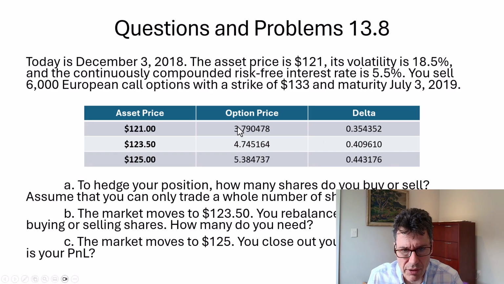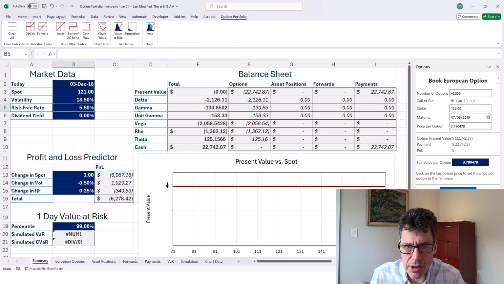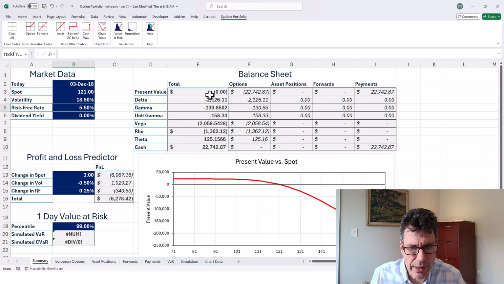If you look at the problem for a second, you'll see 121 is the asset price. The option price is 3.790478, which means we have set the problem up correctly. We book the option, and we can see the options have gone into the portfolio.